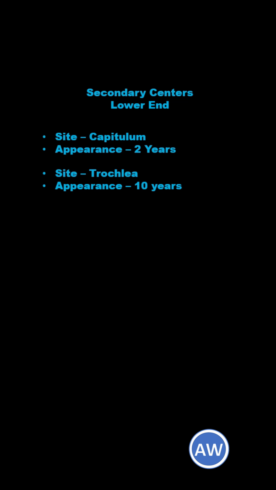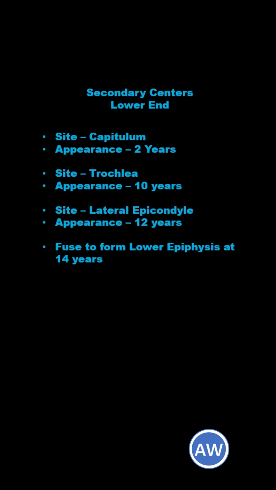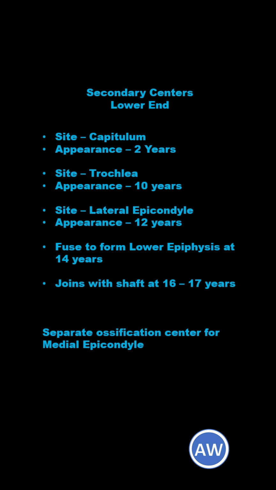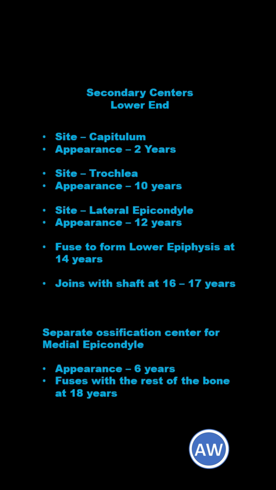Another secondary center appears at the lateral epicondyle during 12 years of age. These three secondary centers fuse with each other at 14 years of age to form most of the lower epiphysis, and they join with the shaft at 16 to 17 years of age. Another secondary ossification center appears for the medial epicondyle at 6 years of age, and this fuses with the rest of the bone at 18 years of age.